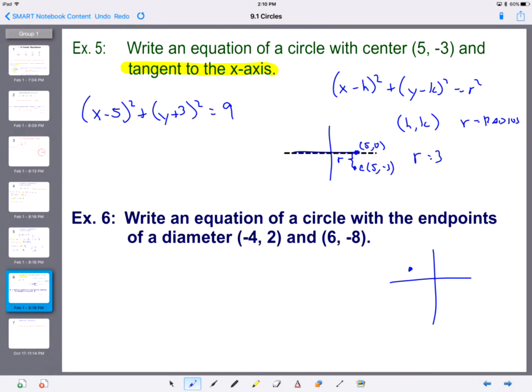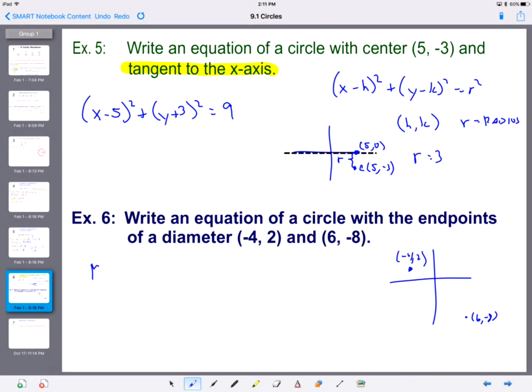going on. So we have a point here at (-4, 2), and we also have a point somewhere down here at (6, -8). Well, we need two things. We need the center, and we need the radius. Well, we know that the center is the midpoint between these two points. So we can find the center by finding the midpoint. To find the midpoint, it's basically the average of the two together.